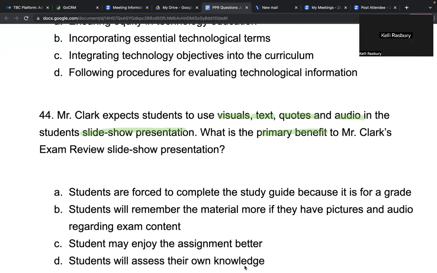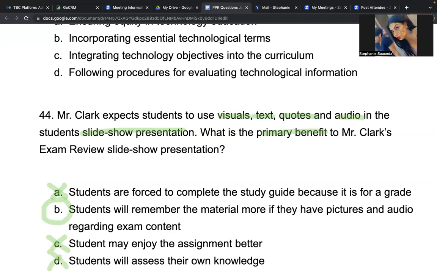Eliminate C. Eliminate A. You want to eliminate A? Okay, yeah, let's eliminate A. Whether that be the case in some experiences, that is not the correct answer. C, it's not just because they're going to enjoy it better. D. I think the answer is B, as in boy.